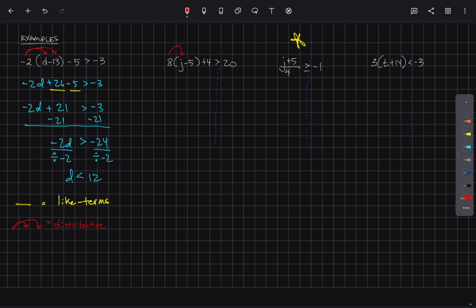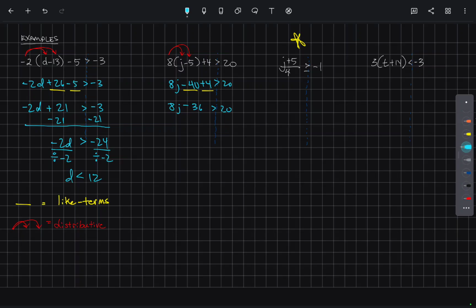8 times j, 8 times negative 5. 8j minus 40 plus 4 greater than 20. Now I'm going to use yellow to underline my like terms. Those don't have letters next to them, which means that they're just numbers and I can do regular operations with them. So 8j minus 36 is greater than 20.